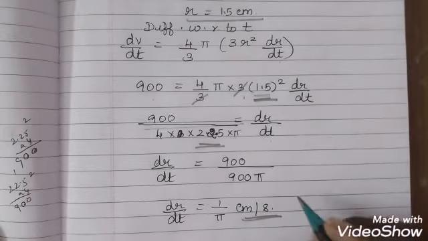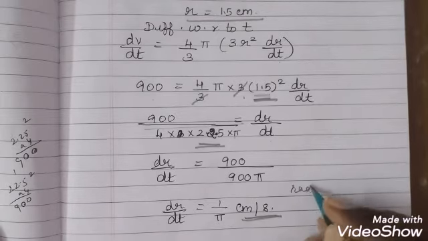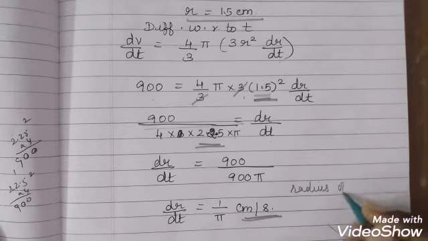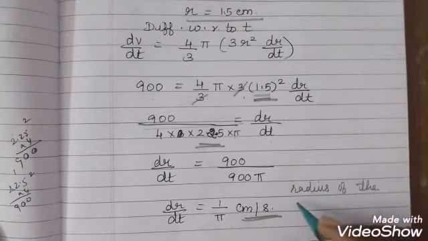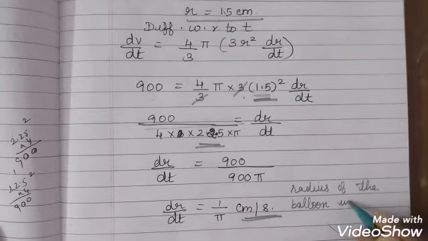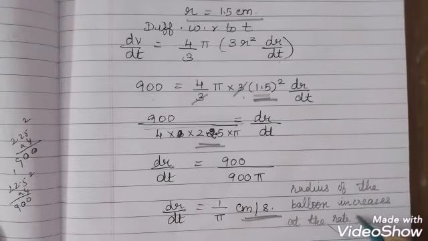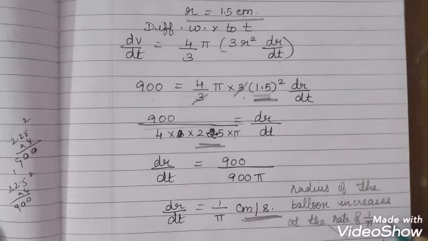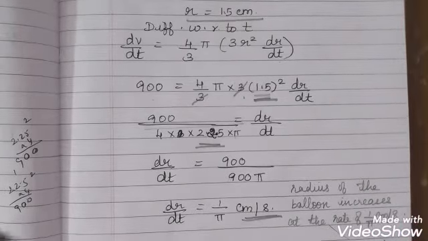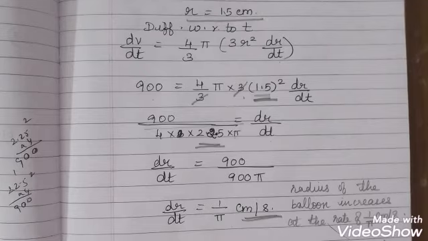So what is it actually here? I'll just write it as the radius of the balloon. Okay, so that is how we write here. The radius of the balloon increases at the rate of 1 by pi centimeter per second. So the radius of the balloon increases at the rate of 1 by pi centimeter per second.